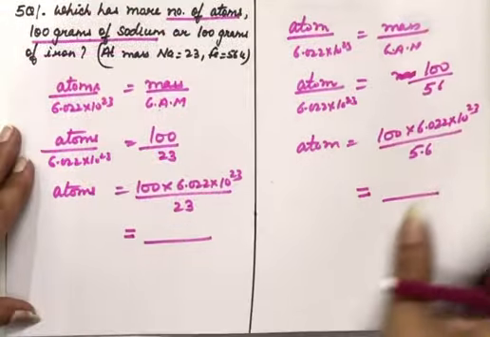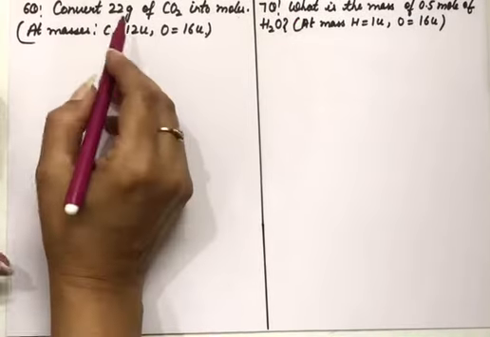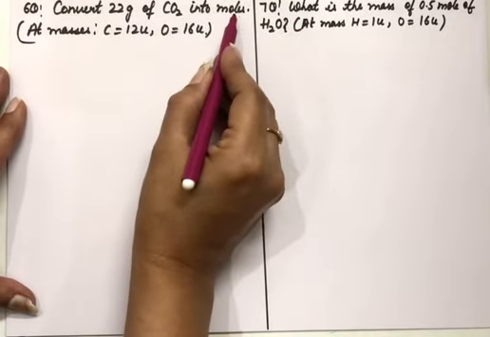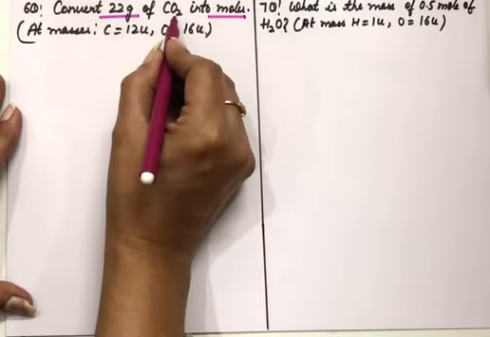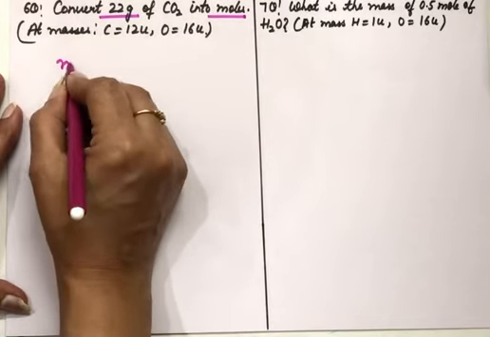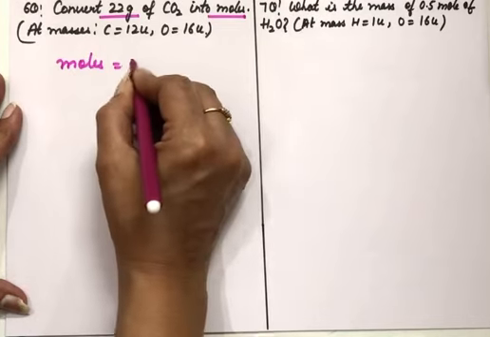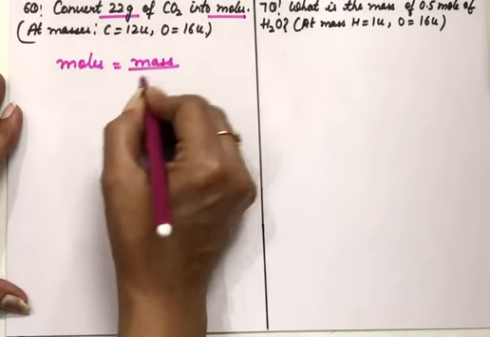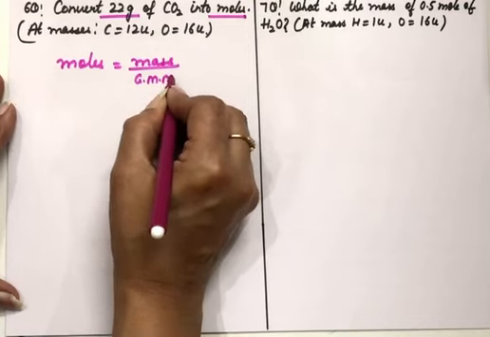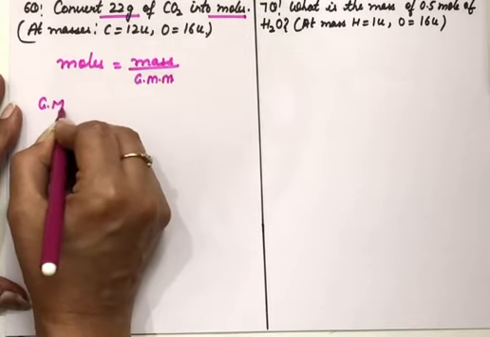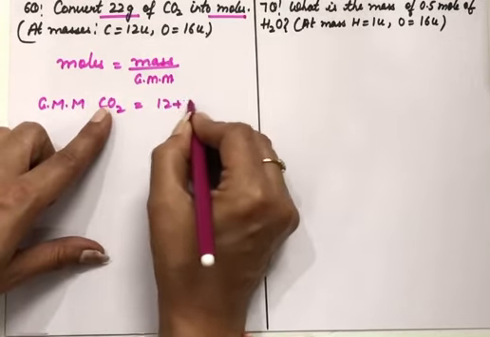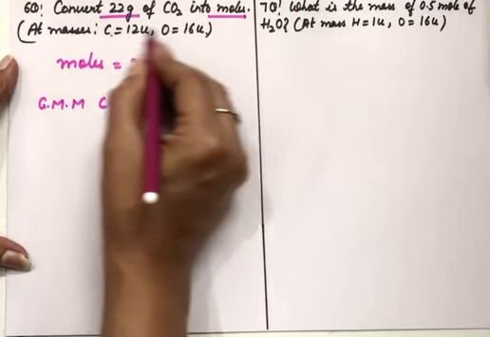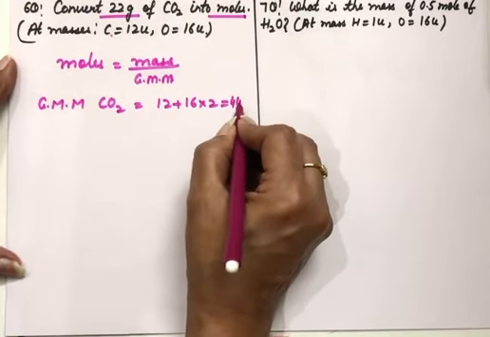The question after this is: convert 22 gram of carbon dioxide into moles. Now mass is given and moles we have to find out. Carbon dioxide is a compound here, so we'll use the formula for molecules. Moles equal to mass upon gram molecular mass. The gram molecular mass of CO2 we have to calculate, which is 12 plus 16 into 2. Atomic masses are given. This comes out to be equal to 44 grams.